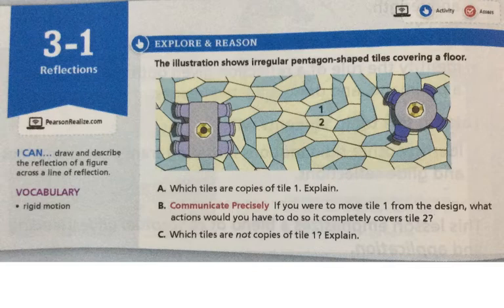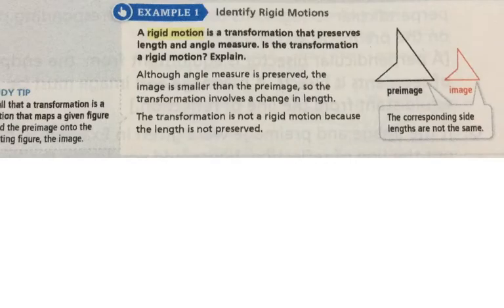Okay? So the light tiles here are not copies of tile 1, but they are mirror images of tile 1. Which means if I reflect it over, I should get that original picture. It's just in a different color. So here we're talking about rigid motion, a transformation that preserves length and angle measure. So is the transformation a rigid motion? And explain. This is the terminology they use. Pre-image means this is your original image. And then after some transformation has occurred, the new one is called the image.